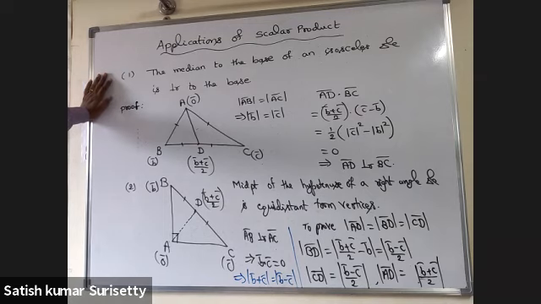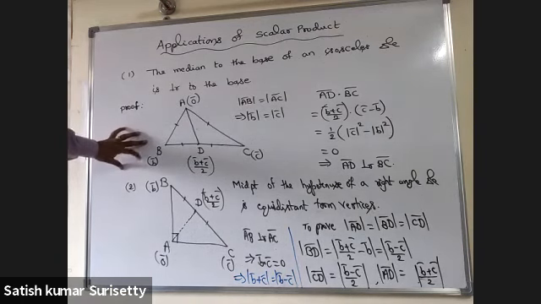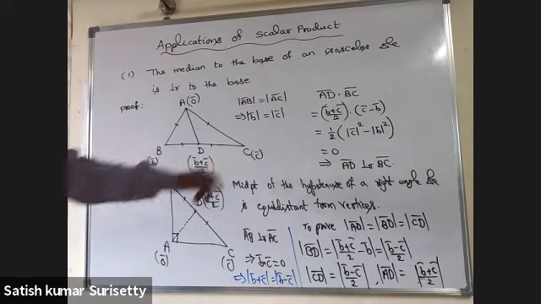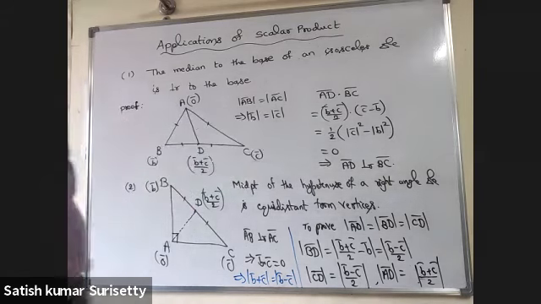You have to prove that AD bar is perpendicular to BC bar, where modulus of AB bar is the same as modulus of AC bar. So take A as origin and position vector of B as B bar, position vector of C as C bar. Then prove that AD bar is perpendicular to BC bar.